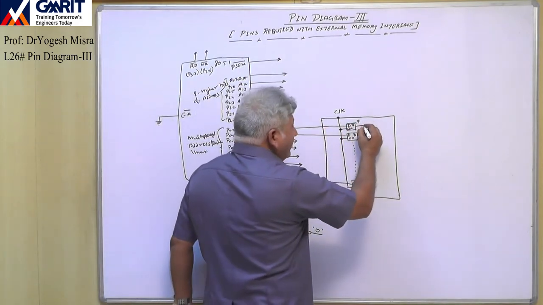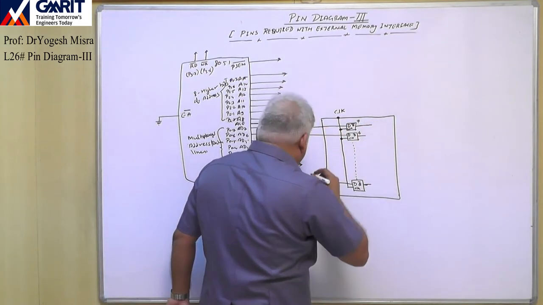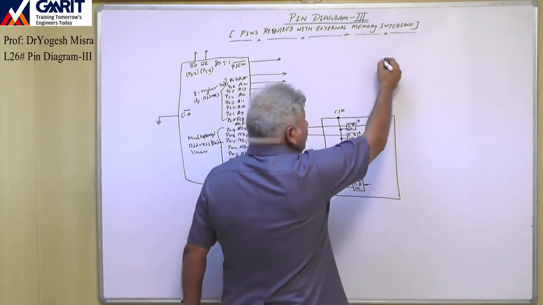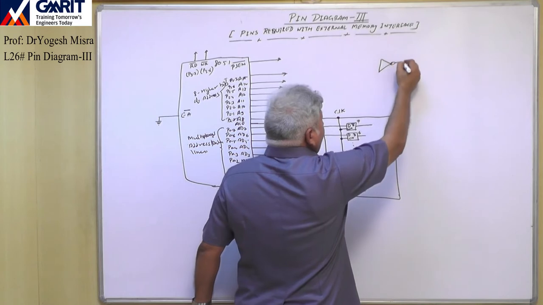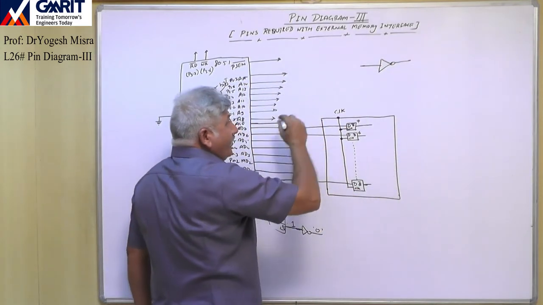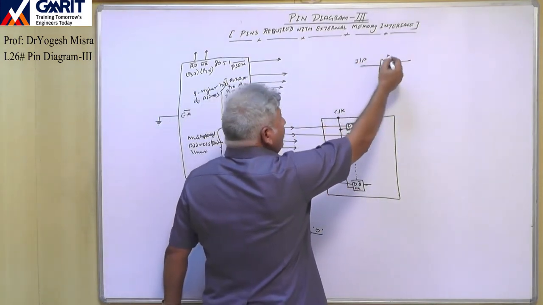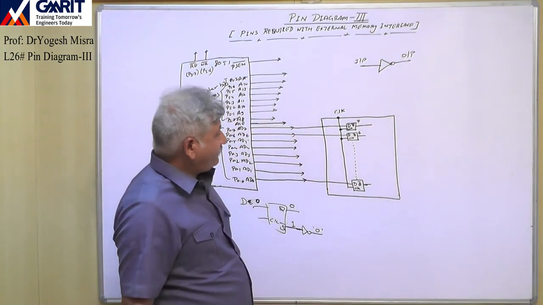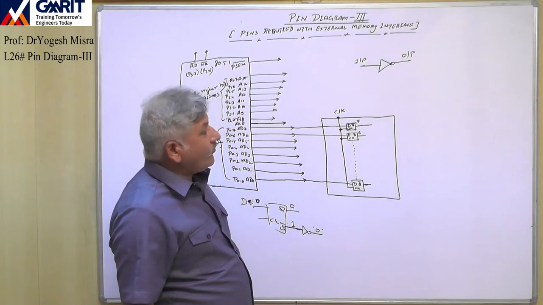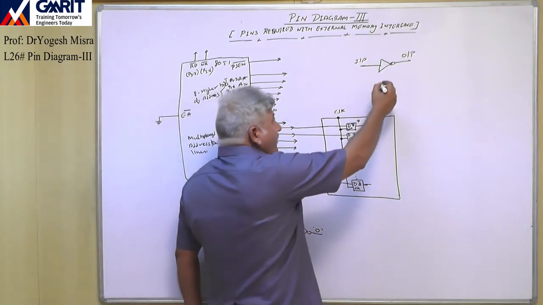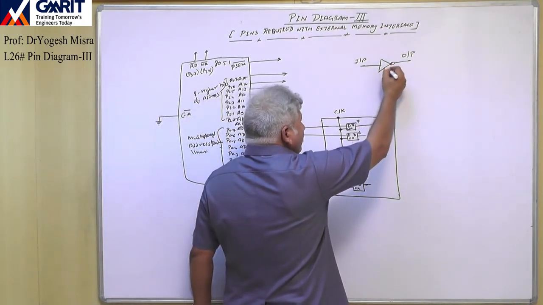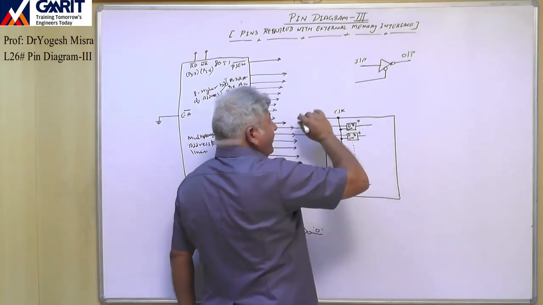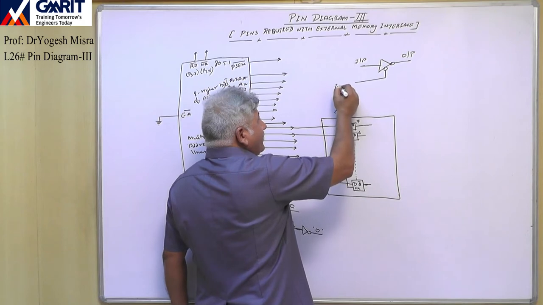So the same thing is done here. Here also there is one inverter, but that inverter is a tri-state inverter. Suppose this is one inverter. In this inverter, whatever input you give, the complement of that you get at the output. But in the case of a tri-state inverter, there is a third input. This is the third input of the tri-state inverter, and this input is called enable.